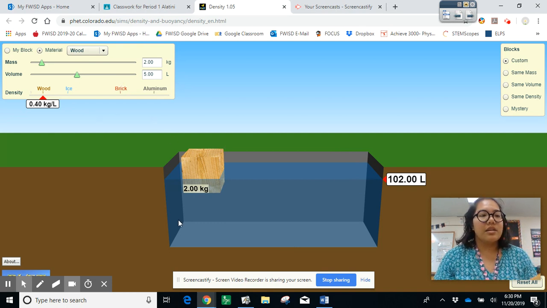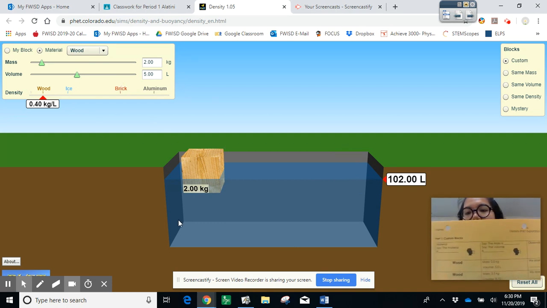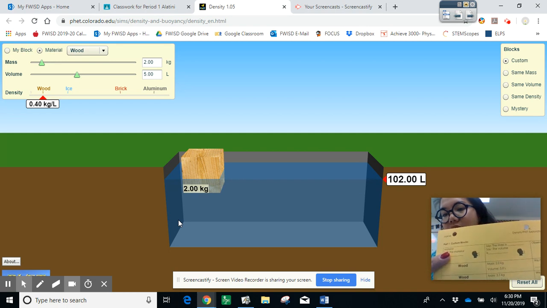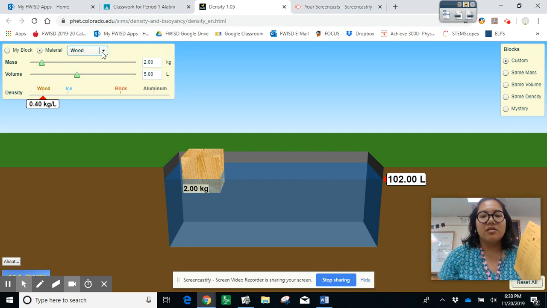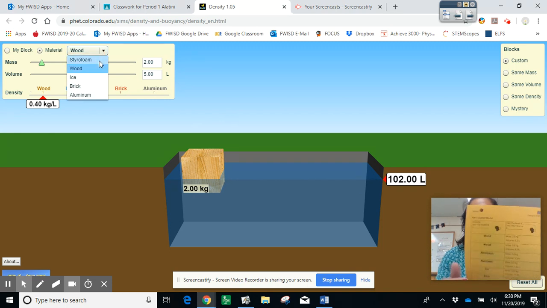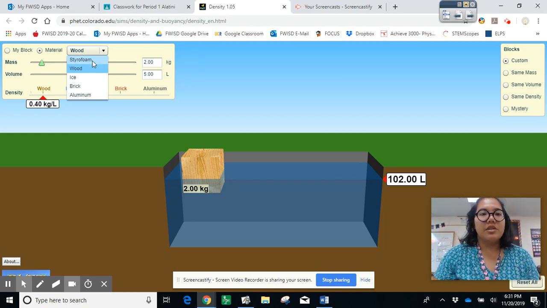The first one right here in this corner, it says material. So you're going to have to look for your material right here. You can change this to change your material. You are going to be working with wood, aluminum, ice, brick, styrofoam, and my block. So the first one we are going to do, we're going to do it together. It's going to be wood. So make sure you are in wood.